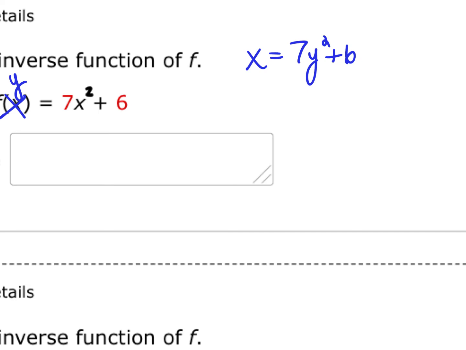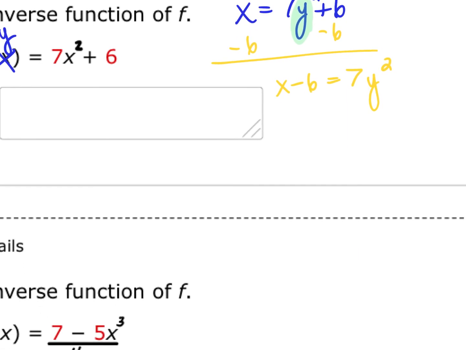Talk to me. I want to isolate y. Look, I'm trying to get y, different color. Y all by itself. What's my first step? I'm going to subtract 6 from both sides. Good. So we have x minus 6 equals 7y squared. Now what? Good. Divide by 7.